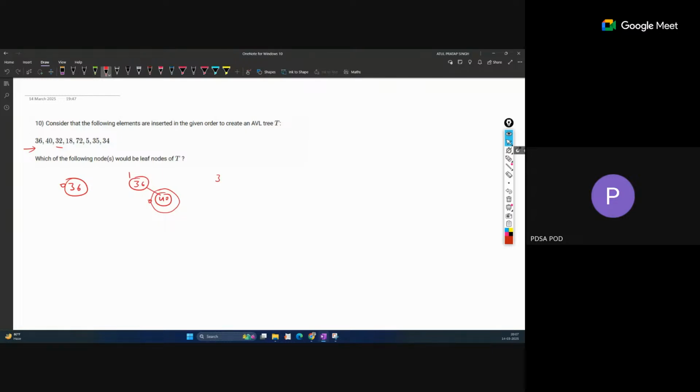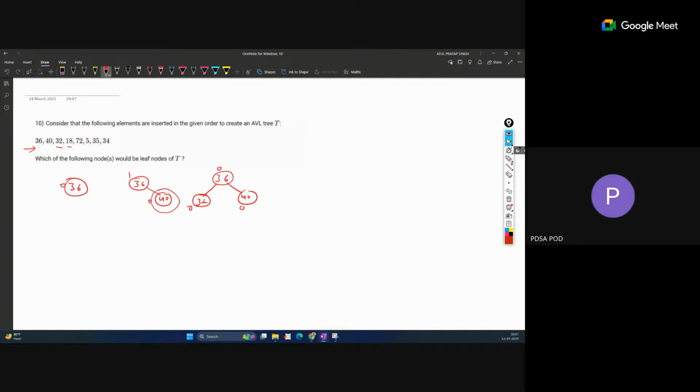So next, 32. So now we have 36 at the root, 40 is the right child. Now 32. So 32 is smaller than 36. So that means the space is available on the left child. So we will add 32 here. So now both are leaf, so the balance factor will be 0. And for 36, left subtree height is 1, right subtree height is 1. So 1 minus 1, 0. So still this tree is balanced.